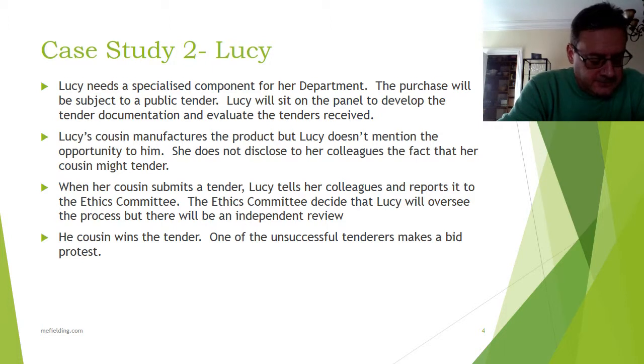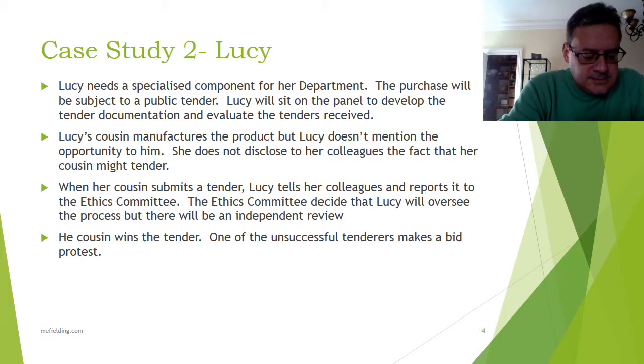Right, so we've got Lucy there. For now, we find that Lucy's cousin manufactures the products, presumably in some form of a company or something, rather than just on his own. But she decides that she's not going to tell him. Right, you have to be careful with that because she says she's not going to tell him, but even if she doesn't, who knows what she's going to do, and who knows, more importantly, what people will believe.